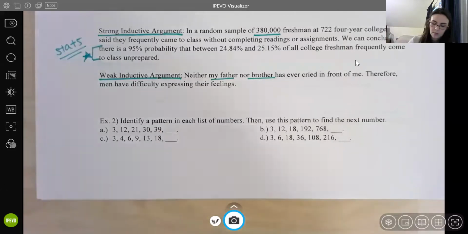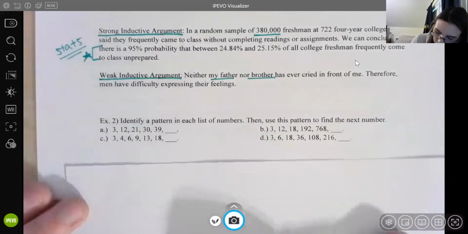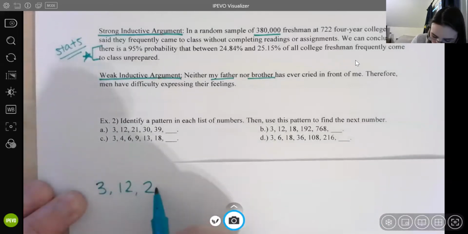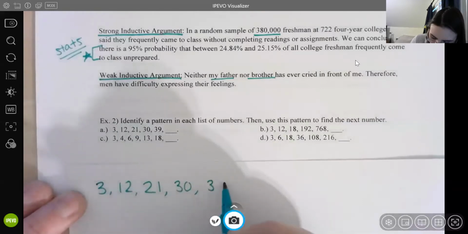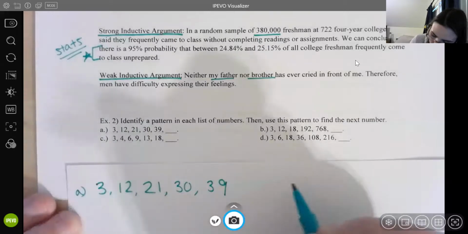All right, so let's do these examples together. The first example, I see the numbers 3, 12, 21, 30, 39. Yeah, I'll just write a couple of them out.